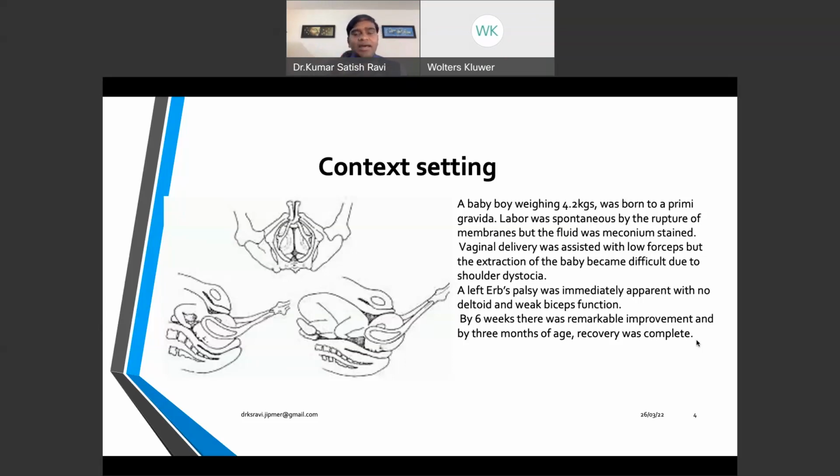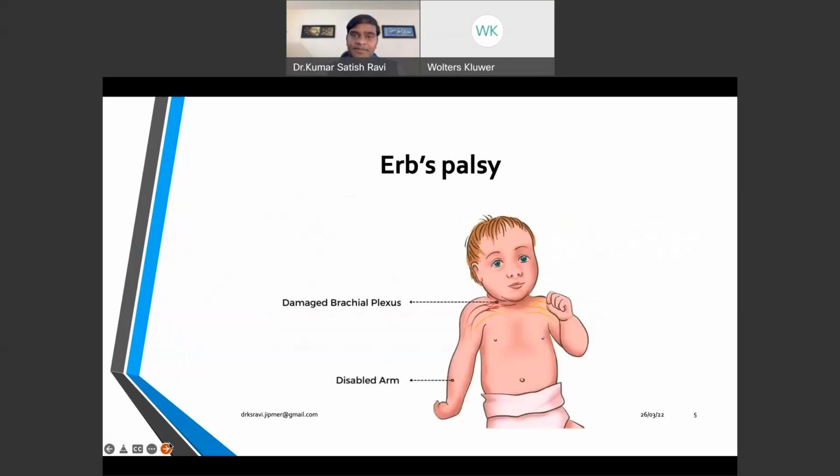That condition, when the body of the baby is stuck during delivery, is called shoulder dystocia. So a left Erb's palsy was immediately apparent with no deltoid and weak biceps function. By 6 weeks, there was remarkable improvement, and by 3 months of age, recovery was complete. So this is how the baby with Erb's palsy presents.